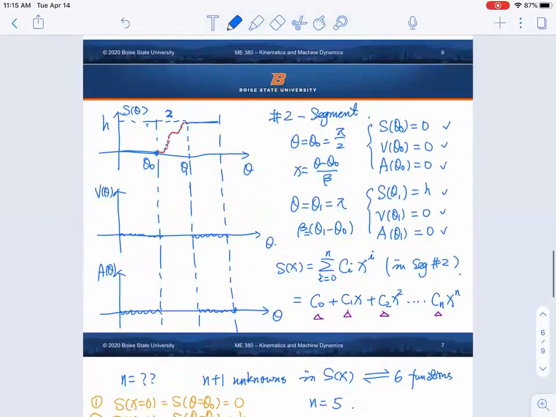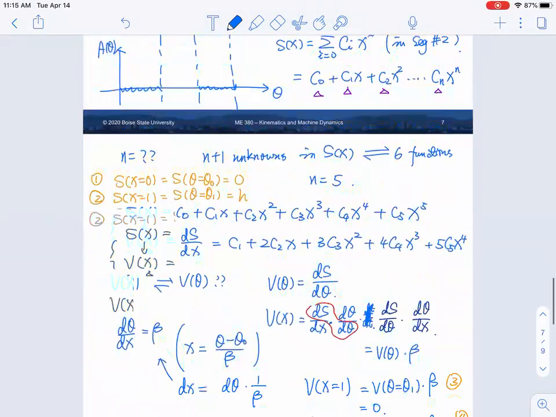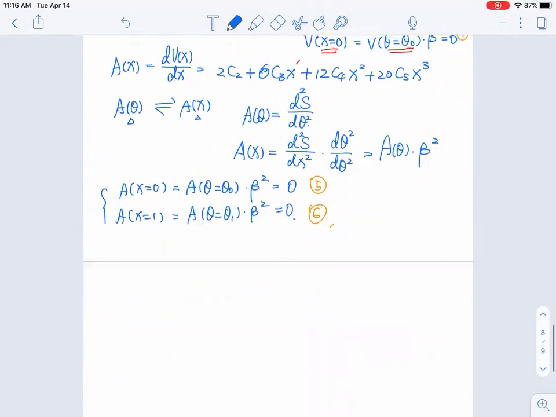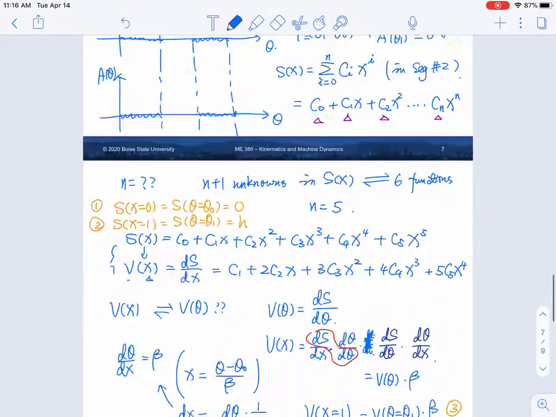So that's how you find your segment number 2. You can implement the same method to find the solutions for segment number 4. And then I already posted the solution on Blackboard, so you can compare your solution with mine in the end. So a few things.